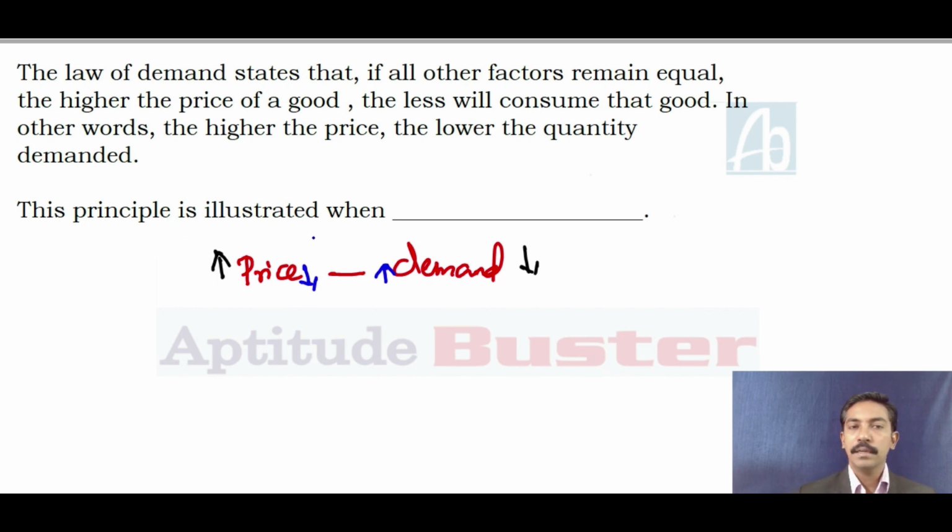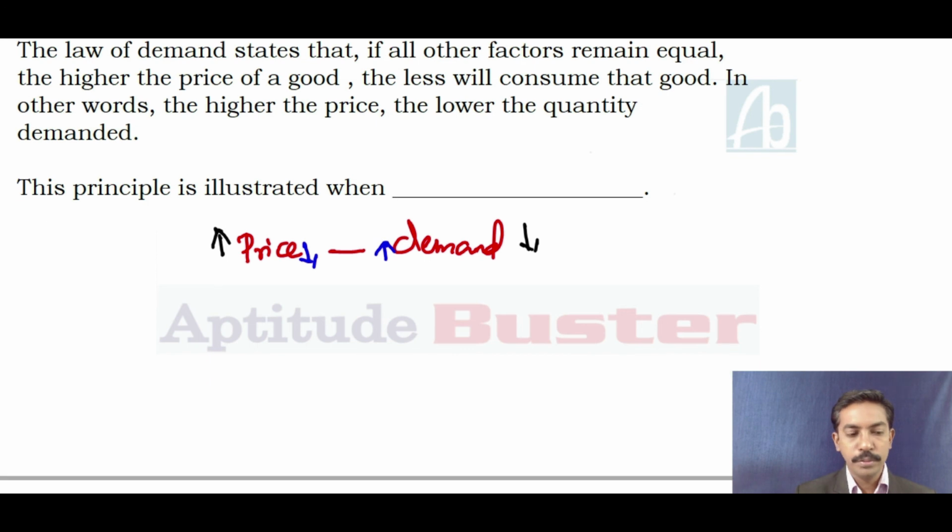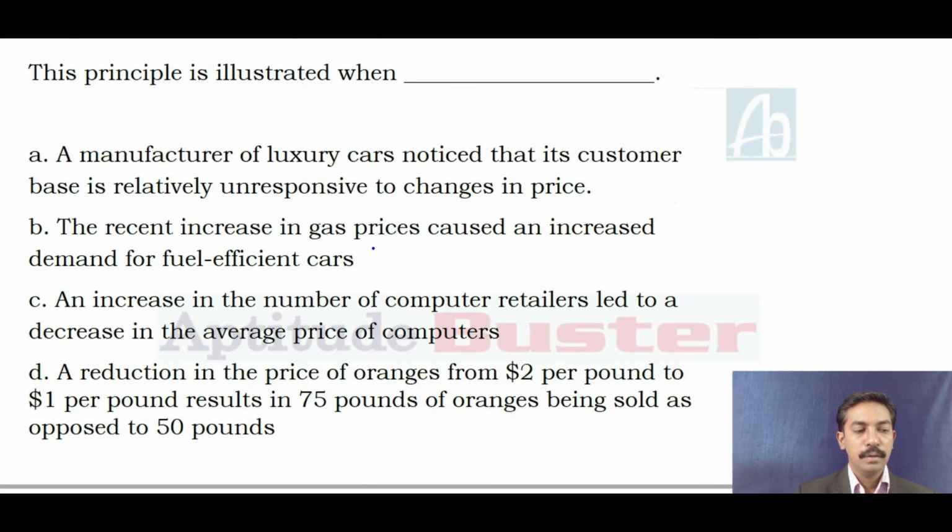Your question asks to identify an option which illustrates the same principle. Let's start analyzing all the four options. Option A, a manufacturer of luxury cars noticed that its consumer base is relatively unresponsive to changes in price. A fails to explain the principle because it says the manufacturer of luxury cars noticed that its consumers are unresponsive to price. So option A says price has nothing to do with the demand of the product. It doesn't illustrate the principle. Hence A can be eliminated.